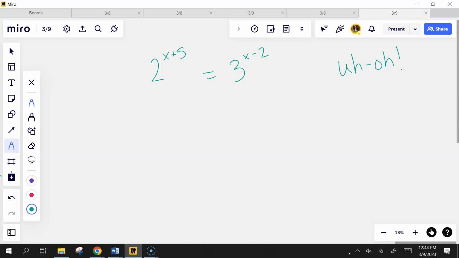I can't isolate the log if the exponential piece if there's more than one. How am I going to isolate it? Turn them both into a log? I can't do the same base. 2 and 3.